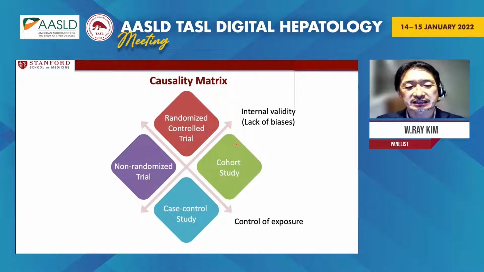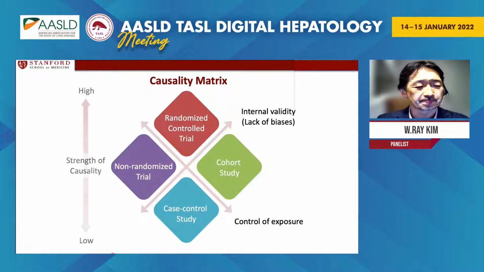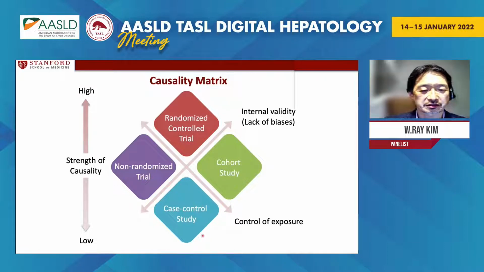So along those axes, randomized controlled trial is strong. Cohort study on the observational side is strong. Non-randomized trial or case control study would be weaker in terms of internal validity. So if you look overall, the strengths of causality, randomized control trial would be the strongest, and perhaps case control study would be the lowest.